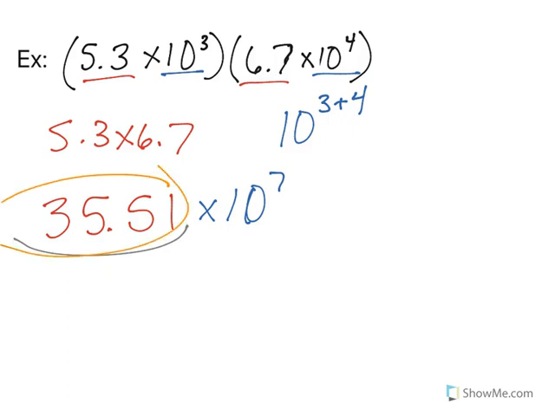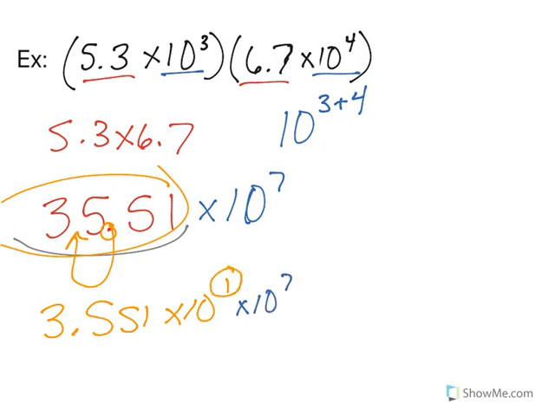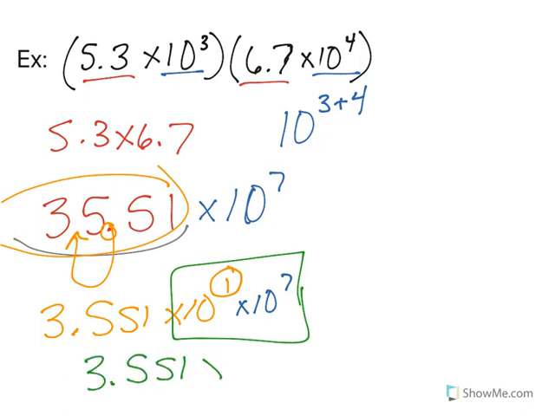So the idea is, let's take this number and change that to scientific notation. I need to move my decimal one place. So 3.551 times 10 to the 1st, right? That's just 35.51. Then you can say, well, I still have times 10 to the 7th. I know this is a positive 1, the 3.551 times 10 to the 1st, because 35 is bigger than 10, right? Bigger than 10 means positive exponent. Okay, so now I can take these, 10 to the 1st times 10 to the 7th, and my final answer is 3.551 times 10 to the 8th.